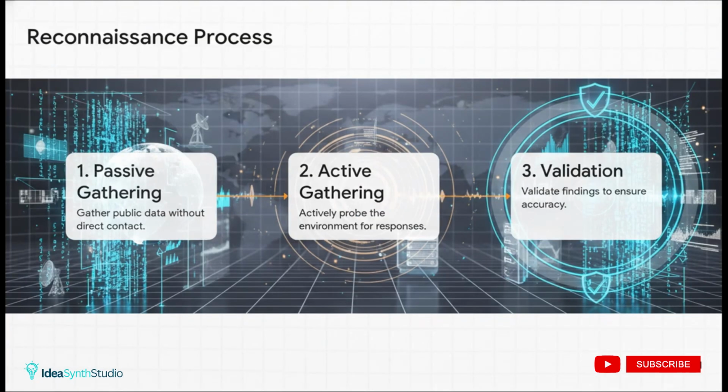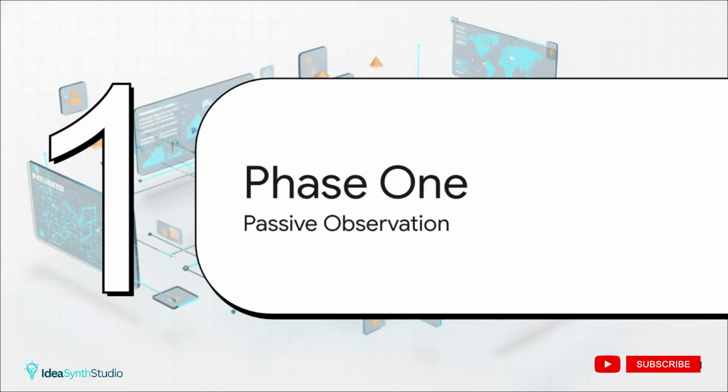Now, this process isn't random. It's highly structured, and for a very good reason. We'll move through 3 distinct phases. We start with passive gathering, then we move to active gathering, and finally, we validate everything. This structure is what keeps the process both effective and ethical. So let's begin phase 1.